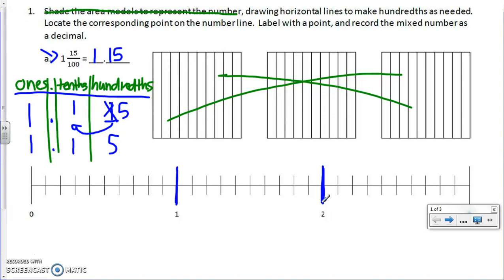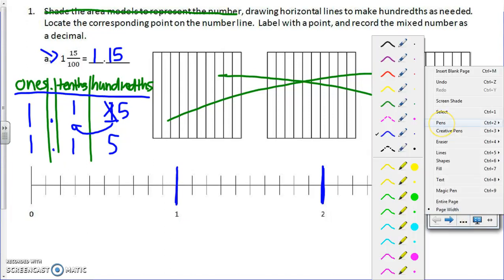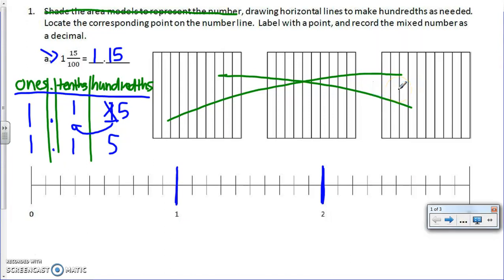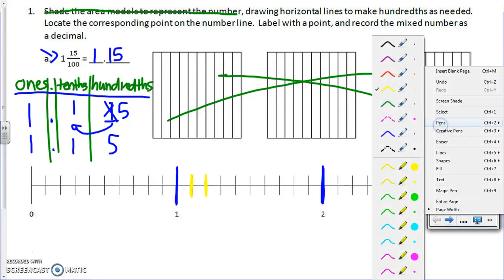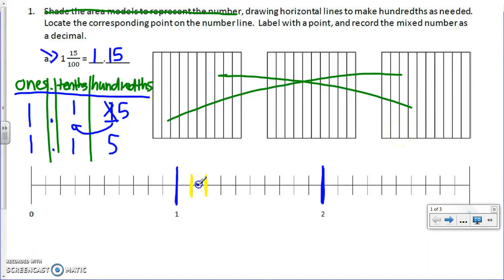So it is 1.15, but when I look at my place value chart, I can look at it a different way. I can see that I have 1 ones, I have 1/10. So now I'm going to come over, I'm going to do this in a different color. So I'm going to come over to 1 and 1/10, so I know I'm here now. So I have 1/10, and I have 5 hundredths. So I know I'm going to be between these two spots right here. 5 hundredths, well 5 is right in the middle of those two. So I can come right here and put my point right here.